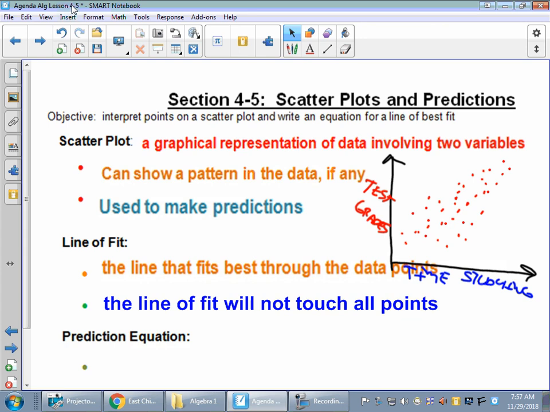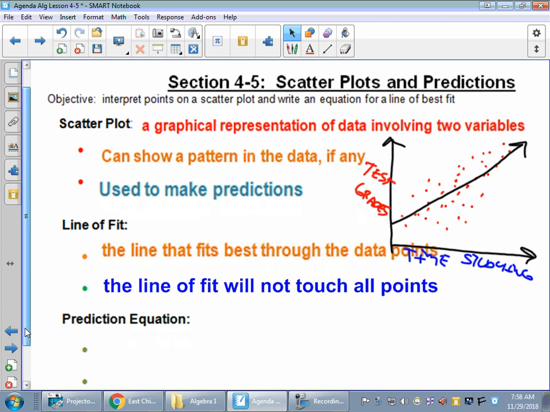So in this case, if we were to draw a line, it's not going to touch all the points, but we could draw a line that goes through here the best we can. And that's what the second thing here under line of fit says: the line of fit will not touch all the data points, but it's kind of close to them, and we're going to use that to make a prediction as to what would happen if you spent more time or spent a certain amount of time studying.